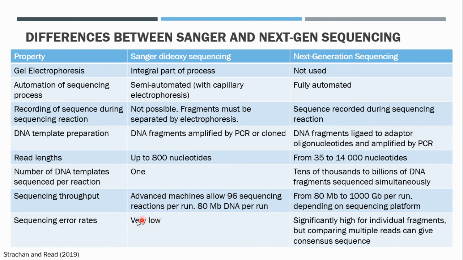The error rates are very low in Sanger sequencing, however, they are much higher in next-gen sequencing. Because we have higher read lengths, we do have a higher error rate for each individual fragment. However, multiple reads are conducted at the same time, and so this can give an idea of the consensus sequence by reading multiple different sequences and then overlapping these regions to determine or extrapolate the sequence data.